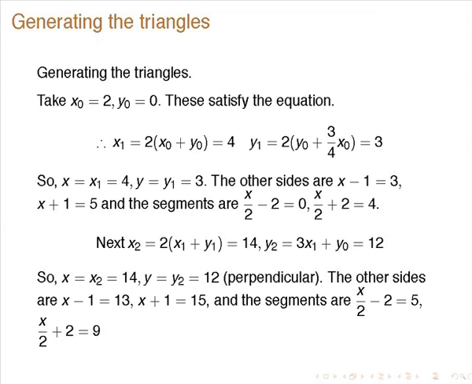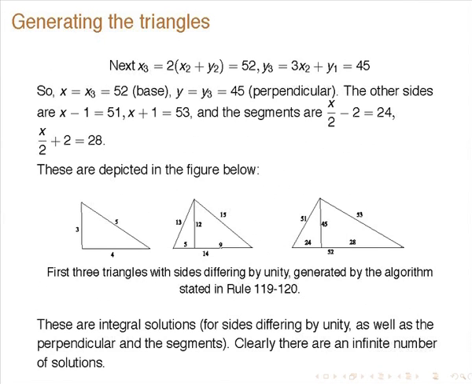So, for instance, if you take x0 is equal to 2, y0 is equal to 0, you start from that. This will satisfy those equations. Then x1, y1 is 4, 3. Then you start from 4, 3, other sides are x minus 1 is equal to 3, x plus 1 is equal to 5 and the segments are 0 and 4. But the next will be 14, 12, x2 will be 14, y2 will be 12. So, x2 is equal to 14 and 12 is the perpendicular. The other sides are 13 and 15, 13, 14 and 15 are the sides and the segments are 5 and 9.